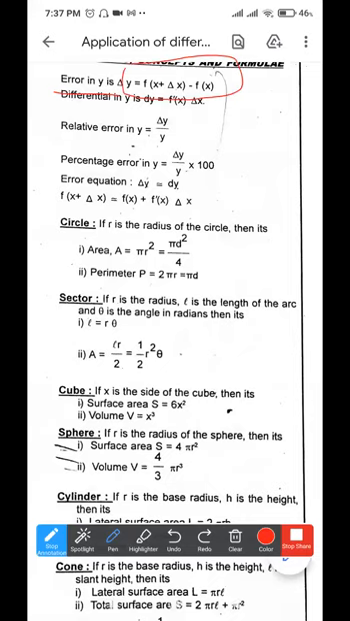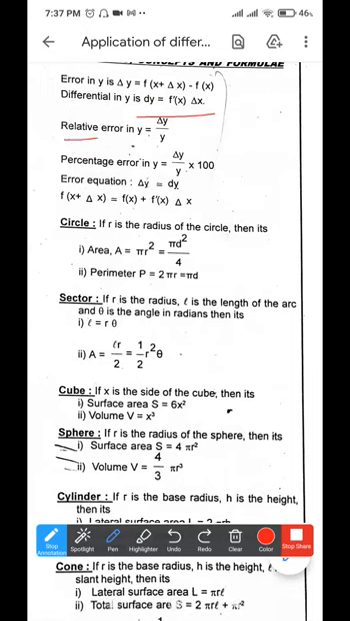So errors and approximations. Error in y is delta y, which is equal to f of x plus delta x minus f of x. Okay, the next is differential in y. dy is equal to f dash of x into delta x.